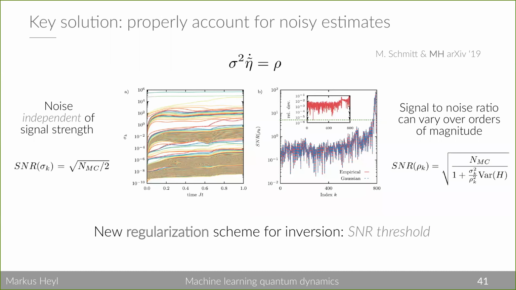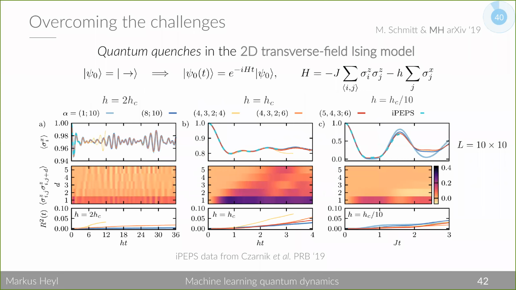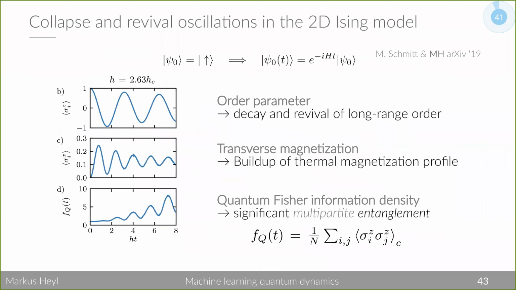Now instead of imposing a threshold on singular values, as has been done previously in these works, like putting a line here and taking only those singular values above that line, we now impose a threshold on the signal to noise ratio on the right hand side, indicated by this green line. We neglect everything below the threshold, take into account only these contributions, and solve the problem only for those. That makes it stable, and this new regularization scheme allows you to obtain the data that I was showing you. It also allows us to study other properties like collapse and revival oscillations of long-range order in the Ising model, and the build up of multipartite entanglement.